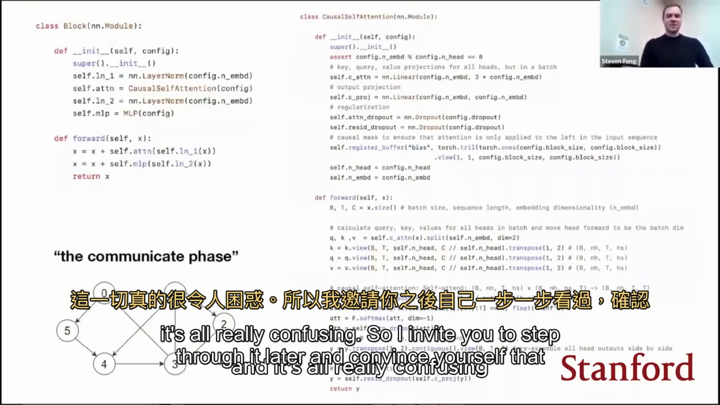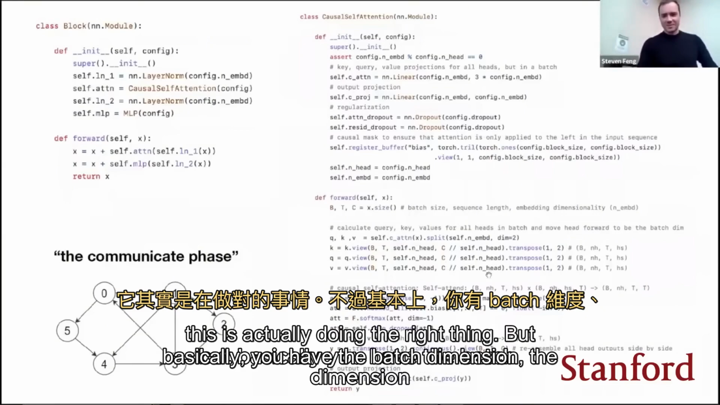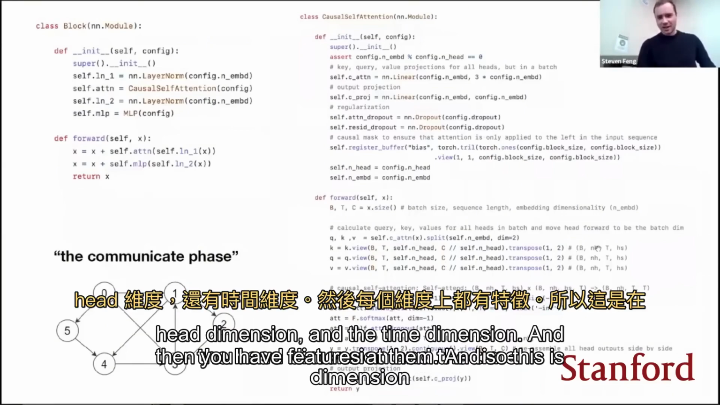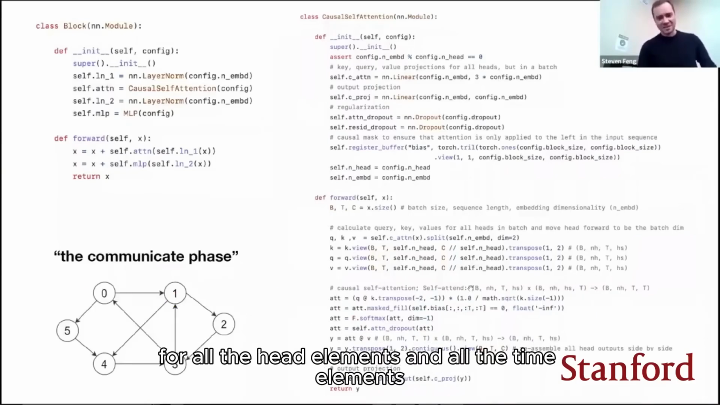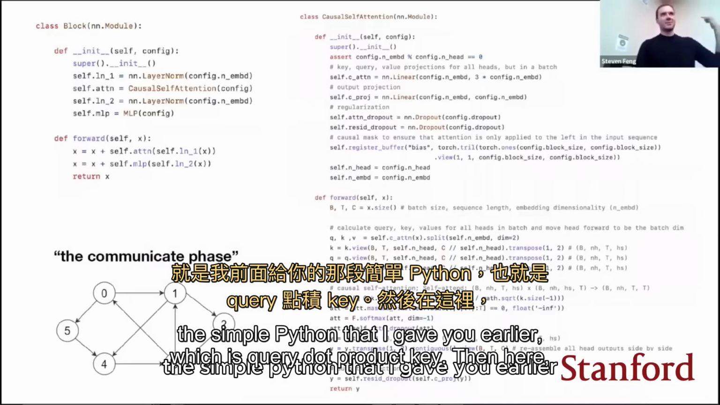And it's all really confusing. So I invite you to step through it later and convince yourself that this is actually doing the right thing. But basically, you have the batch dimension, the head dimension, and the time dimension, and then you have features at them. And so this is evaluating for all the batch elements, for all the head elements, and all the time elements, the simple Python that I gave you earlier, which is query dot product key transpose.